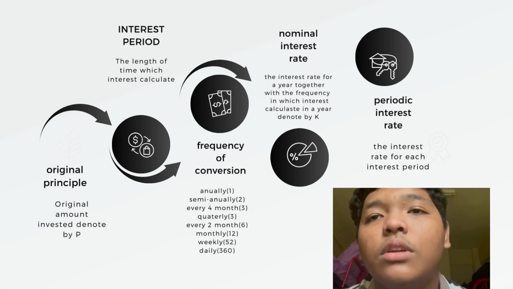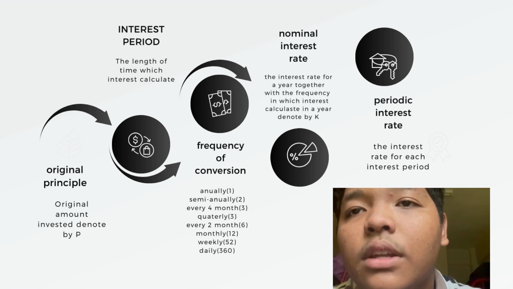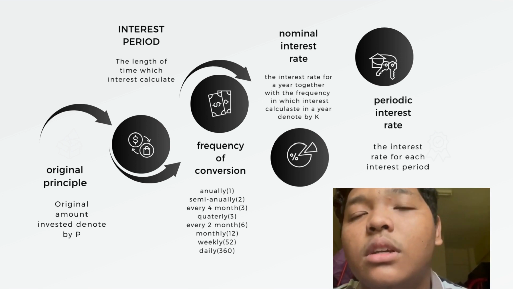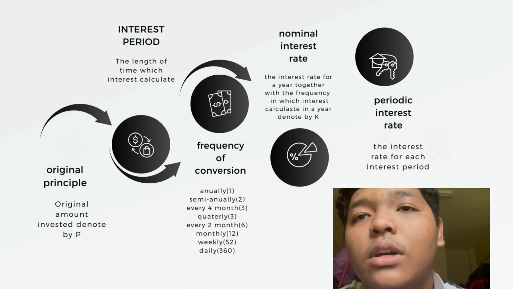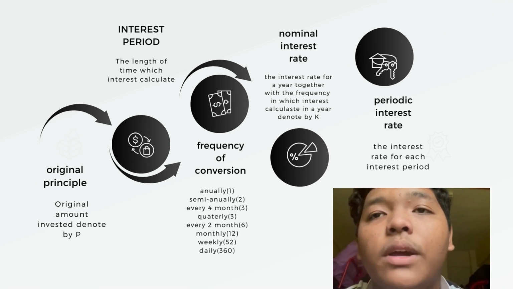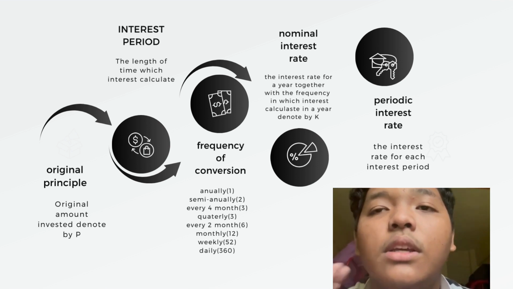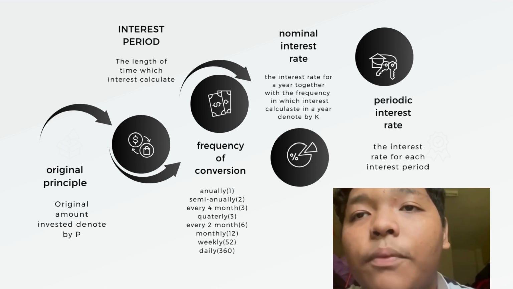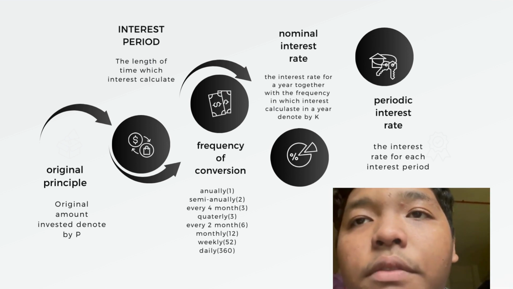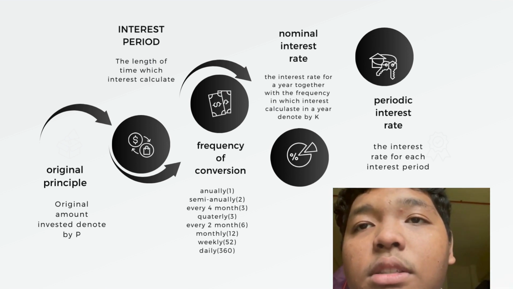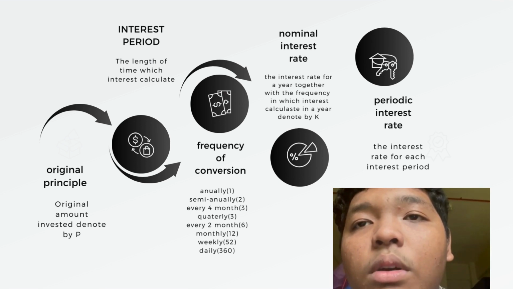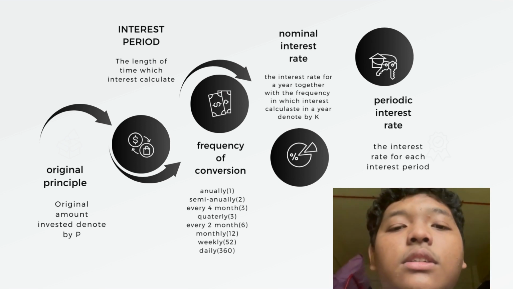There are 9 of them. Annually, the term is 1; semi-annually 2; every 4 months, 3; quarterly, we divide by 3; every 2 months, 6; monthly, 12; weekly, 52; and daily, 360.